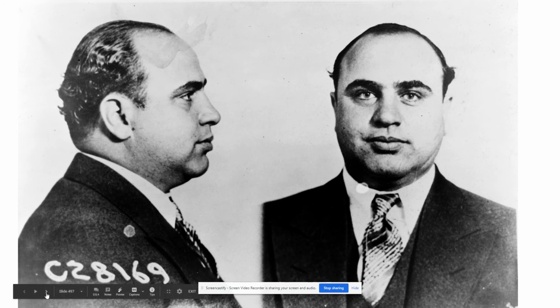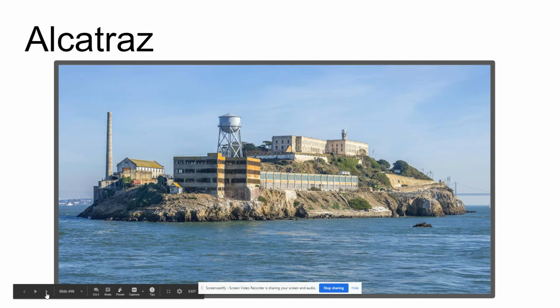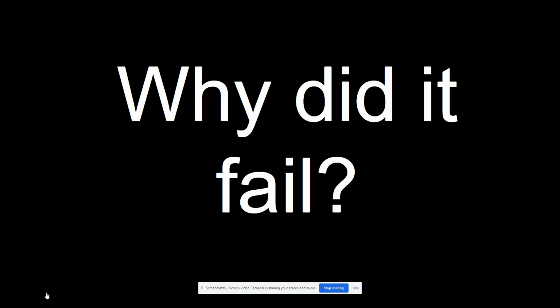And he's going to live out most of the rest of his life in a prison called Alcatraz. Now, so Prohibition is going to fail. A huge piece of that is because of all the organized crime it created.